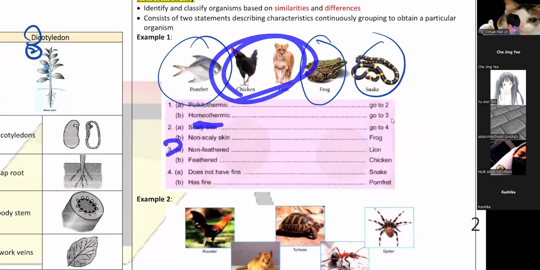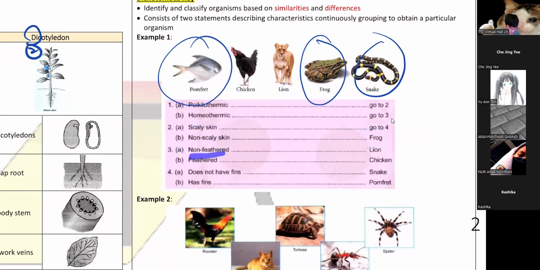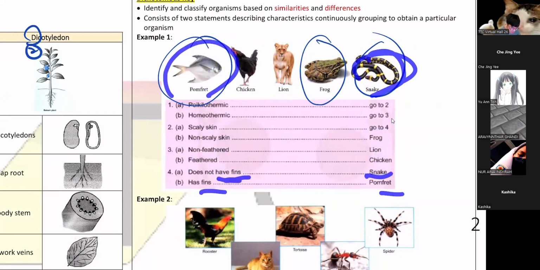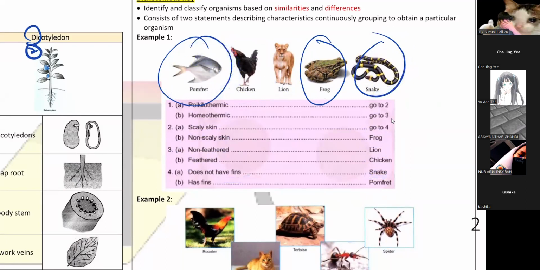Homeothermic got these 2. So the one without feather, the other blue one, is your lion. The one with blue and with feather is your chicken. And then remaining is these 2. One does not have fins. The one that does not have fins is your snake. The one with fins is your fish. So you keep asking questions until all 5 animals are classified.